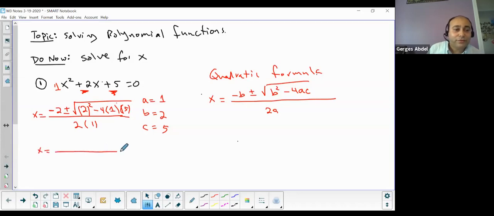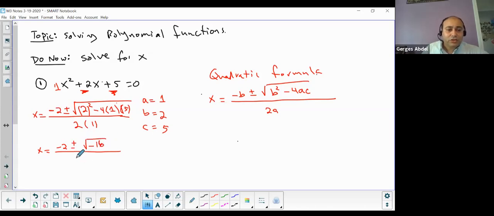When you find the value of this, just pay attention carefully here. Yes, this was Math 2, but we need it for today's lesson. First step, you need to write down negative 2 plus or minus, and then the square root of 2 squared minus 4 times 1 times 5. You can always use the calculator to do that. So that's 4 minus 20, so the square root of 4 minus 20, which is negative 16.